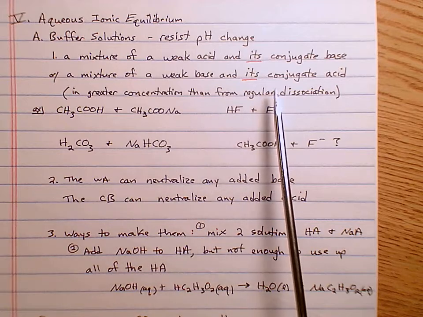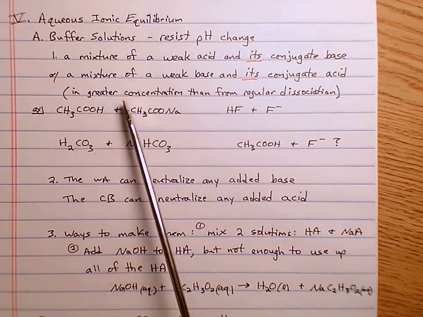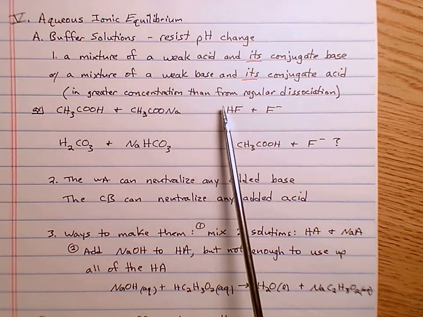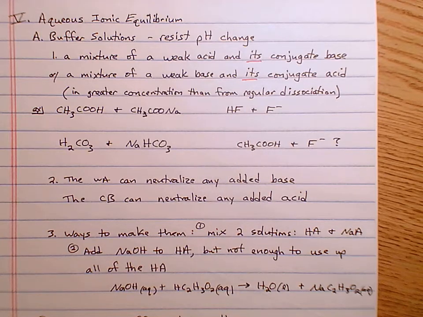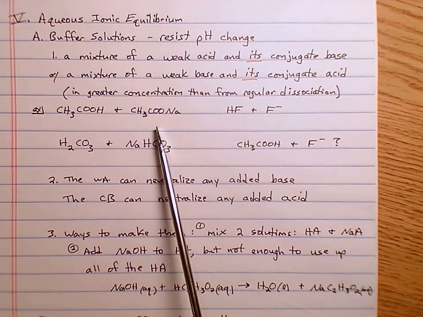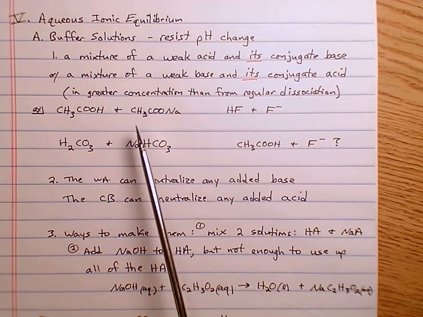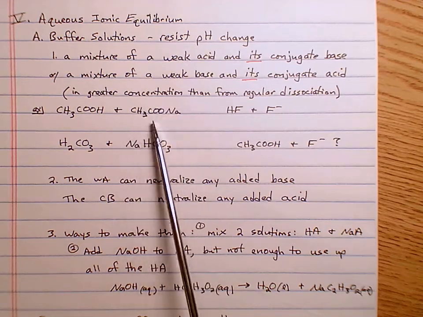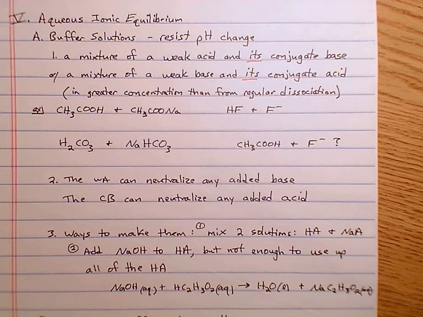And note, the conjugate base and the acid must be in greater concentration than you normally find from dissociation. So if you just throw acetic acid into water, you'll have acetic acid and a little bit of conjugate base due to dissociation. That's not a buffer solution. A buffer solution would arise if you threw in extra acetate ion.